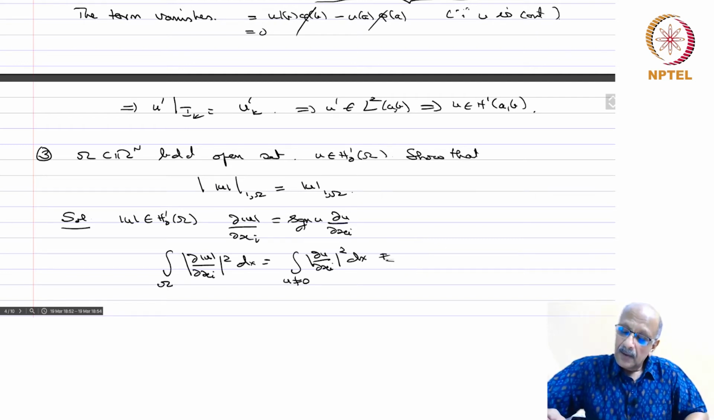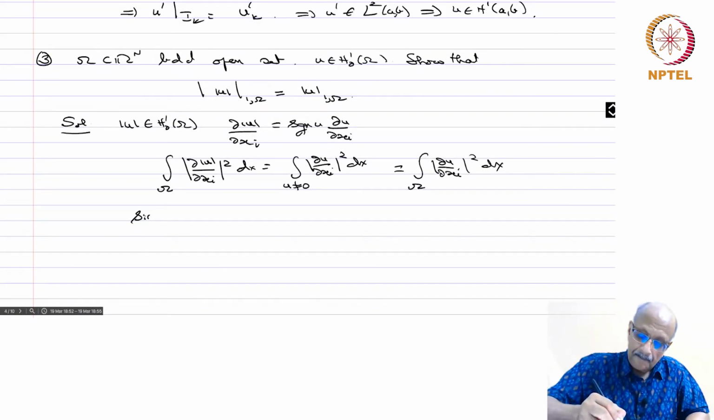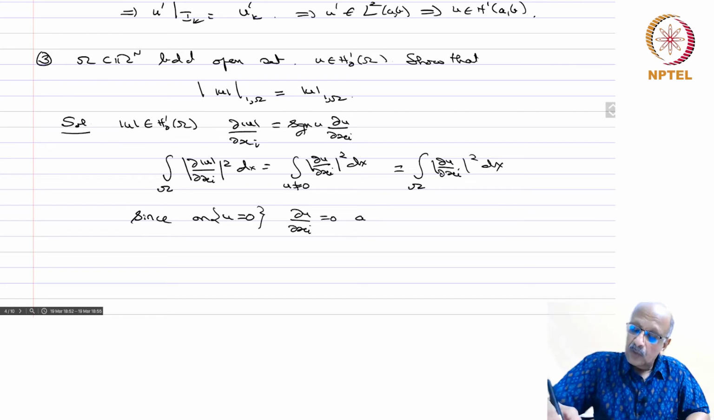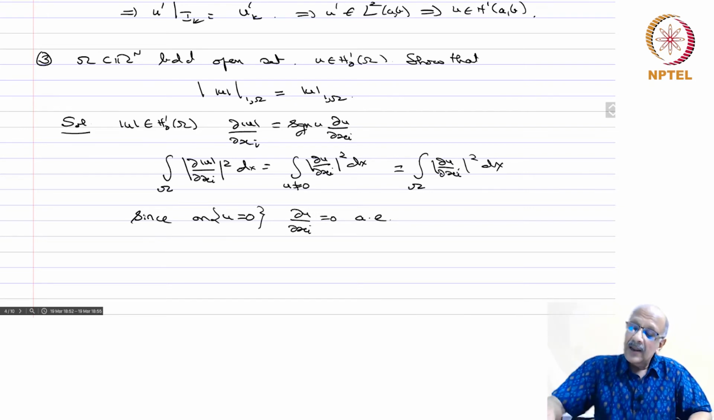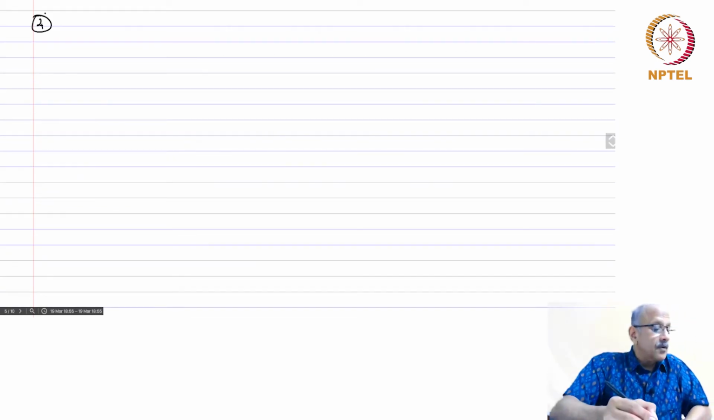So this is the same as the integral on omega of mod du by dxi squared, since on u equal to 0, du by dxi equal to 0 almost everywhere. This also we have shown, and therefore there is no new contribution from that side, because the integrand is 0 almost everywhere. So you can just add that, and so you will get this, and that completes the proof of this.